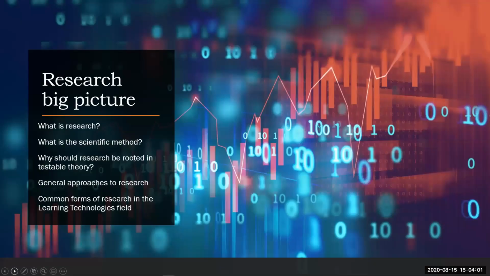So big picture, this is what we're going to cover. What's research? What's the scientific method? Why should research be rooted in testable theory? What are some general approaches to research? What are common forms of research in the learning technologies field?